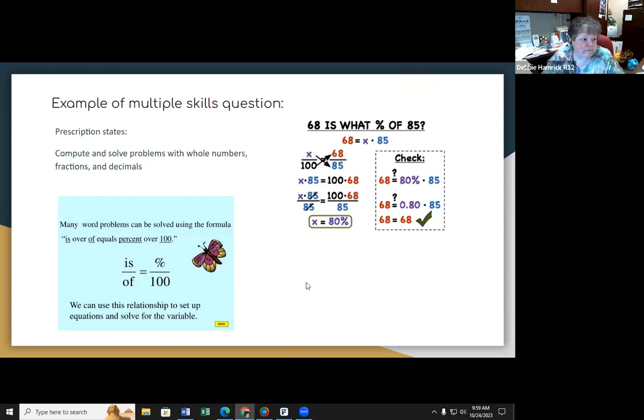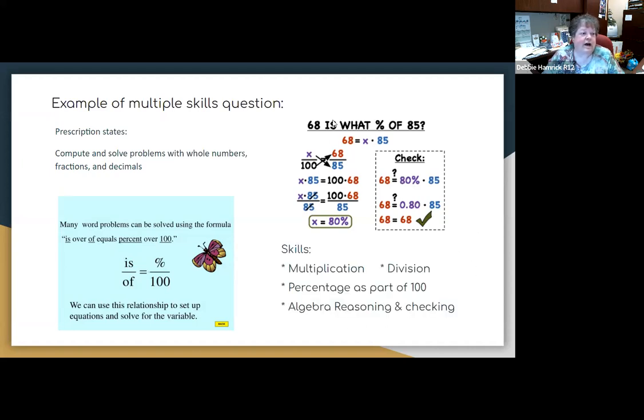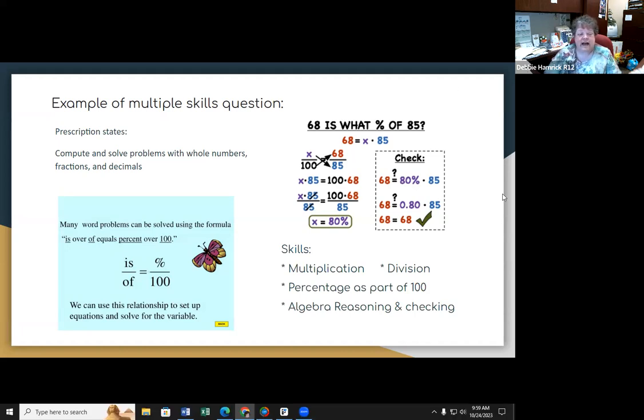Okay, Eileen said algebra, one-step equation with a variable, yes. And Jeffrey says, by the way, I used to learn so much by looking at student scrap paper. Absolutely. Equality. Okay, so that's two that I didn't get on here. So here's what I came up with just quickly. They have to know multiplication. They have to know division. They have to know percent as part of 100. It's algebra reasoning with checking.